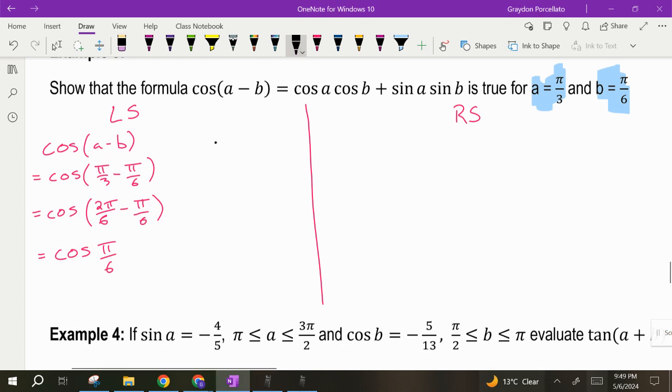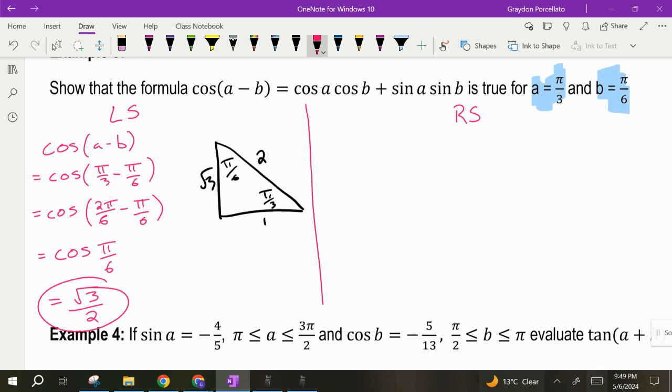Oh, look at that. That's a special triangle. Pi over 6, pi over 3, root 3, 1 and 2, and cos of pi over 6 is adjacent, which is root 3 over 2. All right, that's what we got for our left side. Let's take a second now and see if we can get the same thing on our right side. So let's do this side in blue. So we're going to say, okay, well, cos A, cos B, plus sine A, sine B.